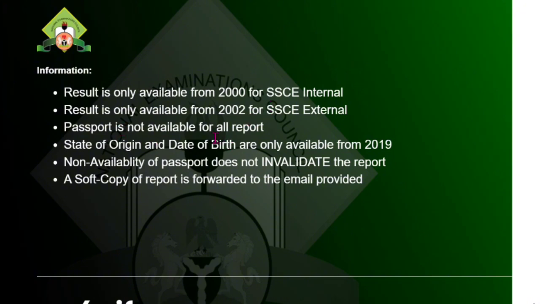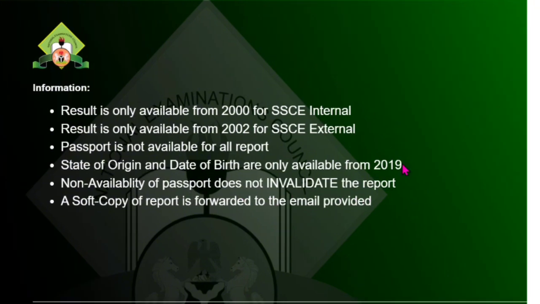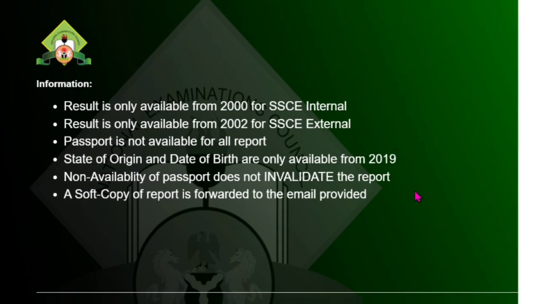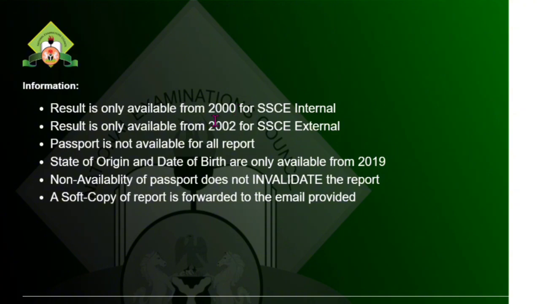So passport is not available for all reports. Date of birth is only available for 2019. Non-availability of passport does not invalidate the report. A soft copy of the report is forwarded to the email provided. Exactly. If you wrote your NECO in 2019 or after, you can find your date of birth. I don't know why this information is just scattered, like different years.